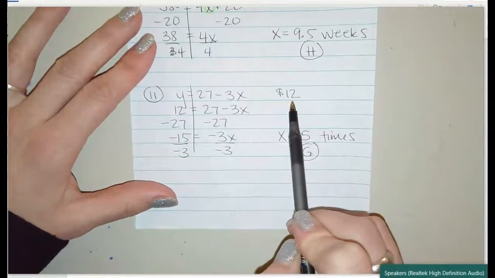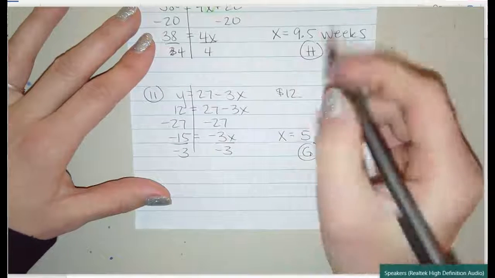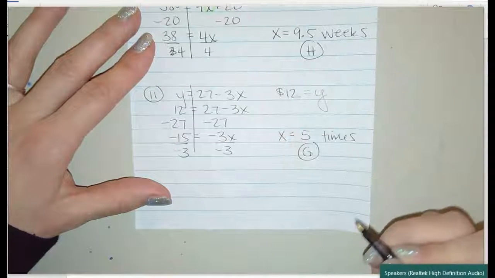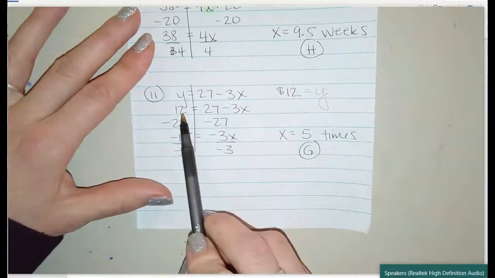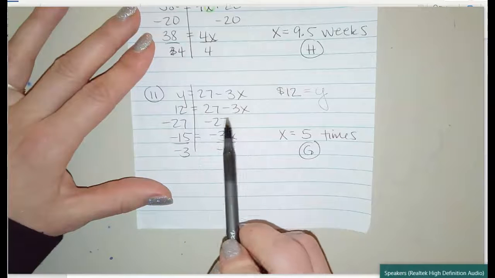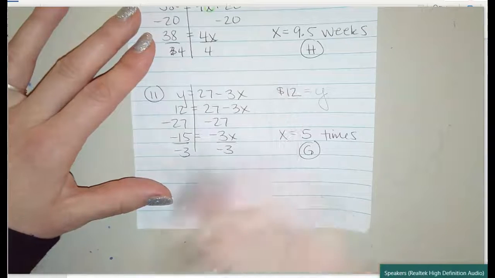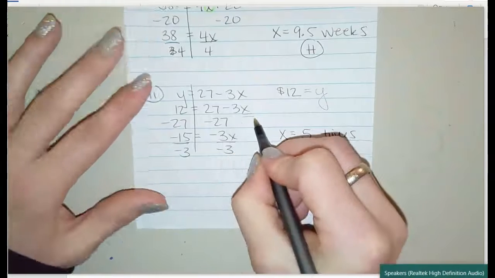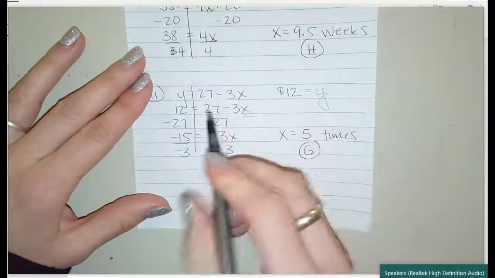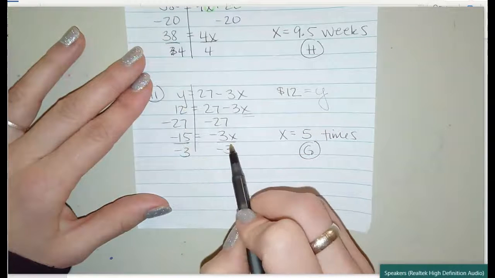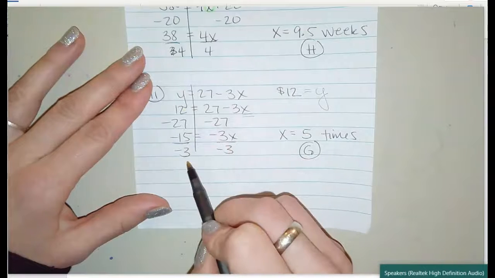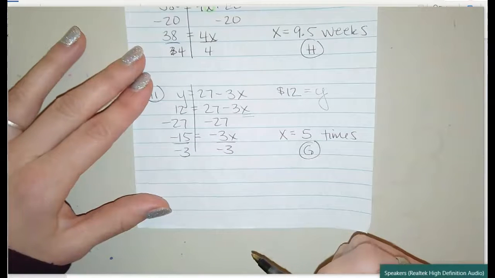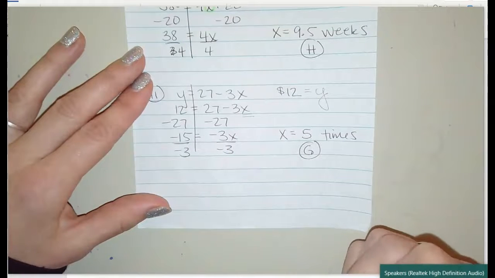So when would I have $12? Well, money is the y variable, the dependent variable. So I'll put 12 in there, equals 27 minus 3x. Again, my variable is mixed in, so I've got to cancel things out until I get the x alone. So minus 27 on both sides, then rewrite it, and then divide by 3 on both sides, and I get 5, which is G.